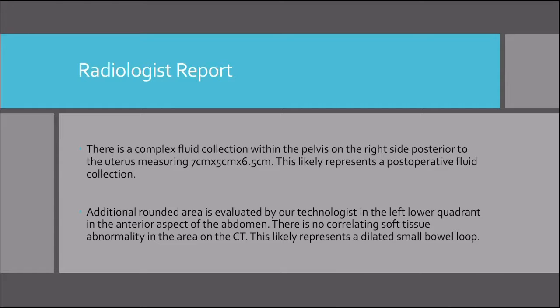The additional rounded area is evaluated by our technologist in the lower left quadrant in the anterior aspect of the abdomen. There is no correlating soft tissue abnormality in the area on a CT. This likely represents a dilated small loop of bowel, which we later came to find out was caused by the ileus. It's what we were seeing that we thought was a mass, but it was actually a small loop of bowel that was looking this way due to the ileus.